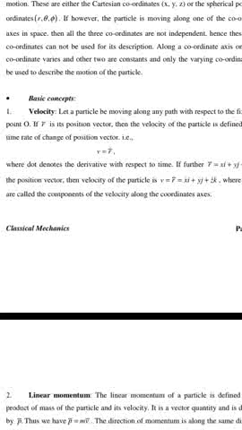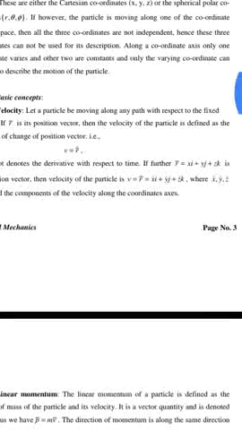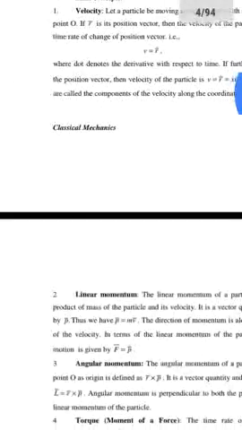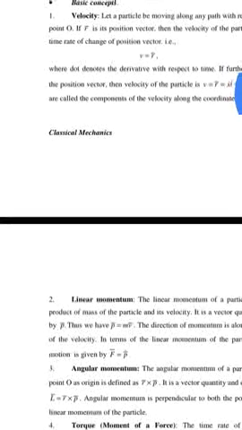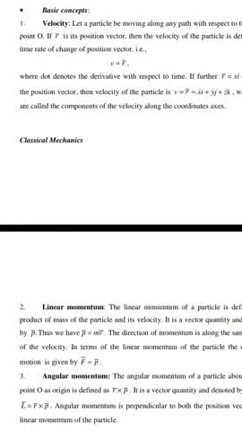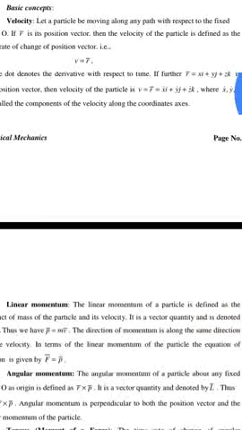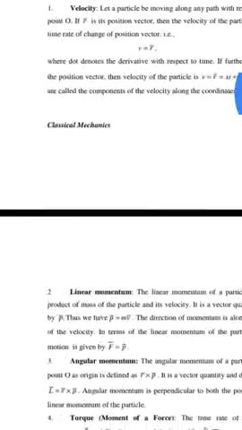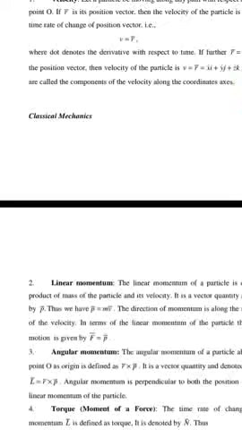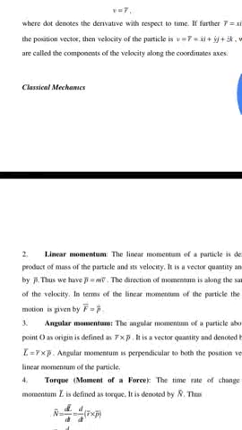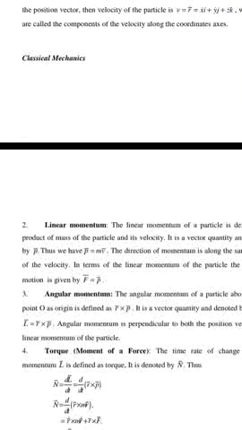If r bar is equal to xi plus yj plus zk in position vector, then the velocity of the particle v bar is equal to r bar dot is equal to x dot i plus y dot j plus z dot k, where x dot, y dot, z dot are called the components of the velocity along the coordinate axis. Next one, linear momentum.